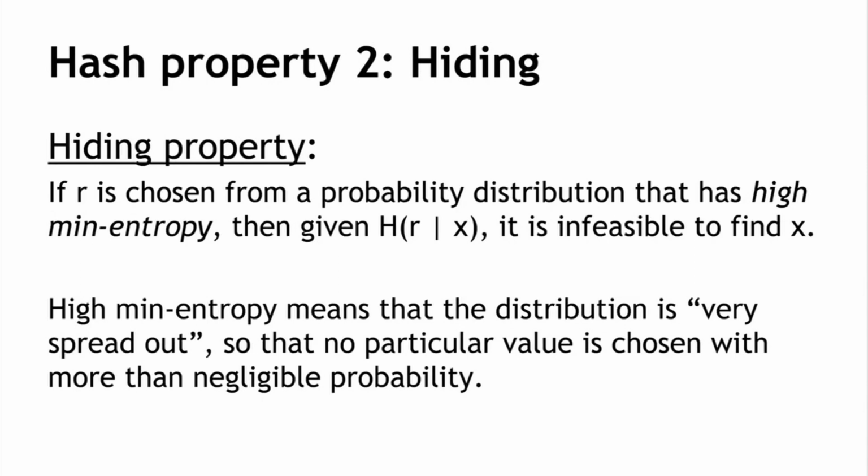What we're going to say is that, given the hash of r together with x, it's infeasible to find x. Formally stated, if r is a random value chosen from a distribution that has high min entropy, then given the hash of r concatenated with x, it's infeasible to find x. And what does high min entropy mean? Well, it captures this intuitive idea that r is chosen from a distribution that's really spread out. Specifically, there's no particular value that r could have had that would occur with more than a negligible probability.